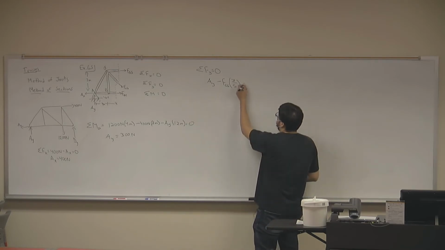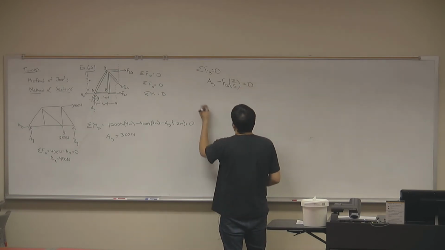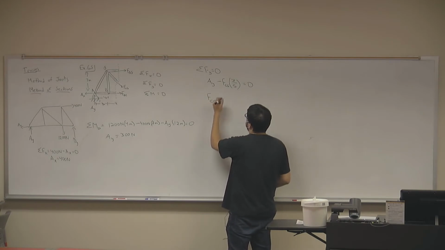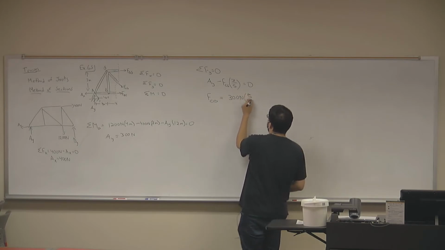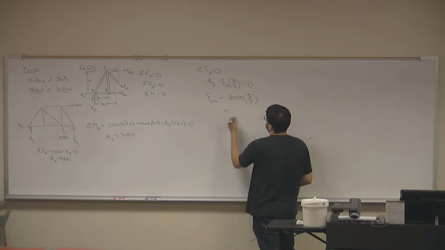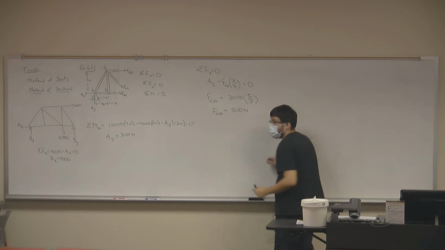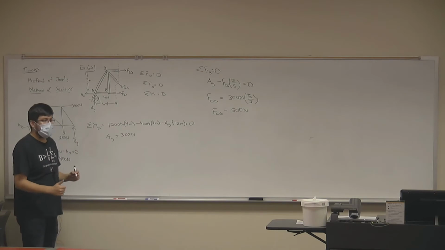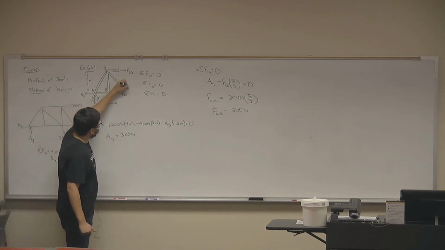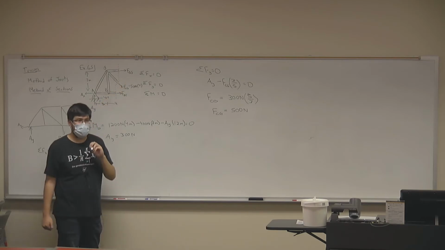So we get that AY minus FCG times 3 over 5 equals 0. We know that AY is 300, therefore FCG should be equal to 300 newtons times 5 over 3. And how much is that? 500 what? Positive? Yes. Good. What does that positive mean? It means that this direction was assumed correctly. That means that FCG is a tension force, 500 newtons in tension.